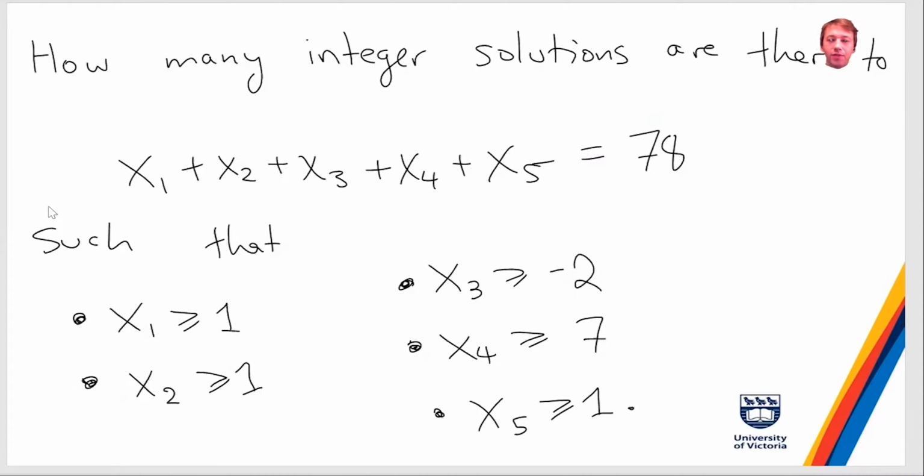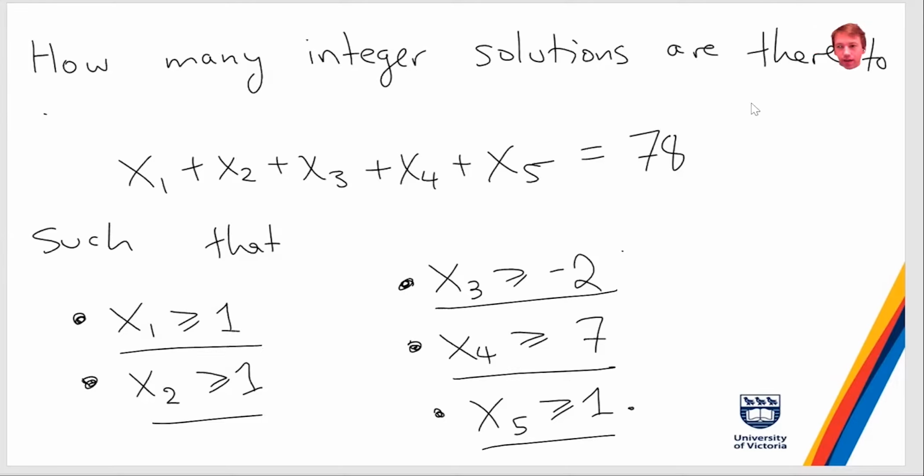Here's a variation. What if we have slightly different restrictions? Instead of all of them being at least 1, we say that x1 has to be at least 1, x2 has to be at least 1, but x3 is at least -2. x5 is fine, it's at least 1. x4 is at least 7. This is kind of like when we took the children and said instead of getting at least 1 cookie, they have to get at least 0.